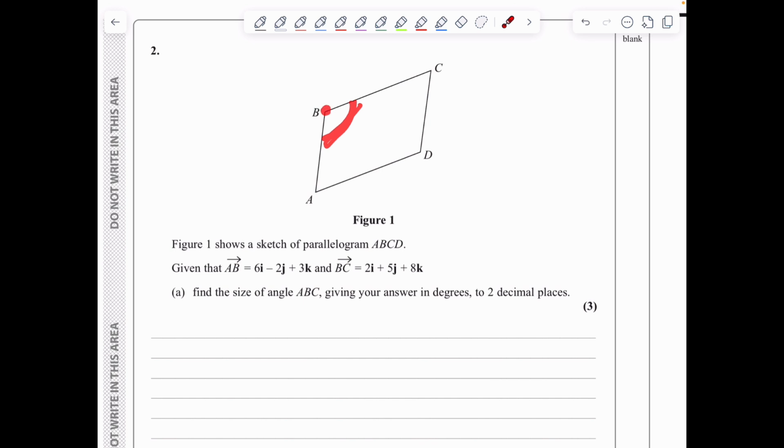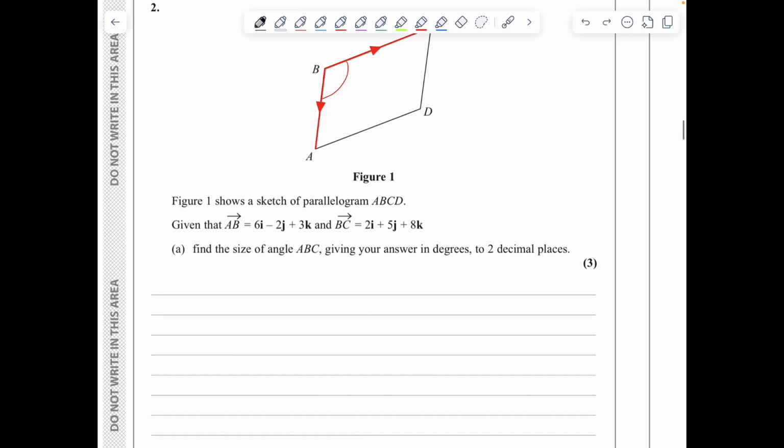So standing at B, we will be considering the vector BC and the vector BA. Notice that we need both arrows to be pointing outwards so that we've got this angle here to be found, and I'll be considering the dot product of BA and BC. So we've got BA dot BC, which is equal to the magnitude of BA times the magnitude of BC times cos theta, which is the angle we're trying to find.